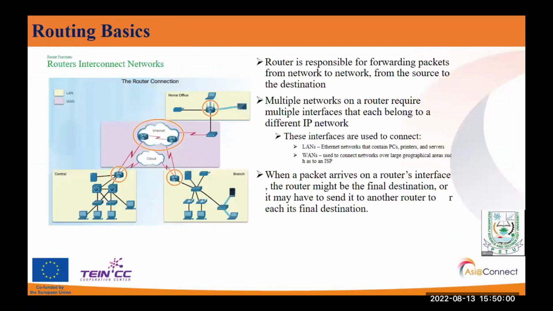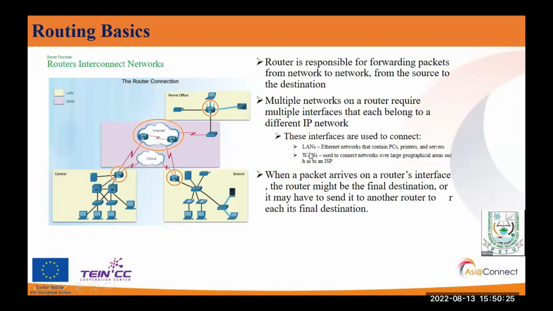Okay, so now what are the router functions? We have already got some knowledge, but the basic function is that routers interconnect networks. This is the basic function. Basically, this is the internet, and this LAN, central, and branch are all connected through this router. So the router is responsible for forwarding packets from network to network, from the source to the destination.